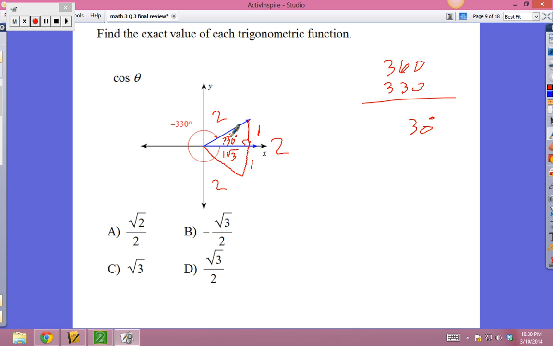So cosine, we want y over r. No, that's sine. Cosine is adjacent over the hypotenuse. So adjacent is not your y, adjacent is your x. So cosine is going to be x over r. So my x is going to be square root of 3, and my r is going to be 2. And then that's going to match up with d.